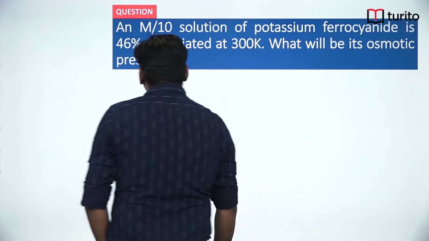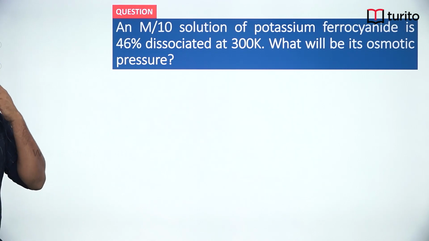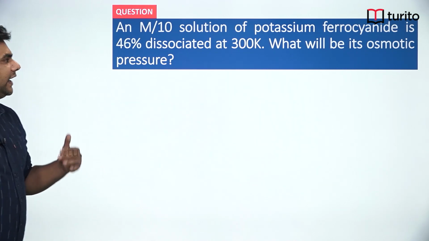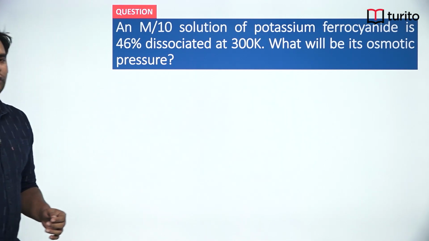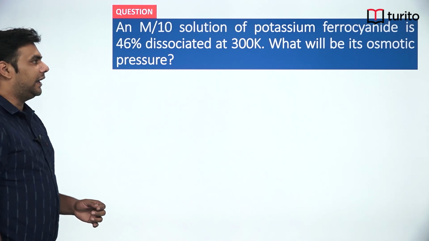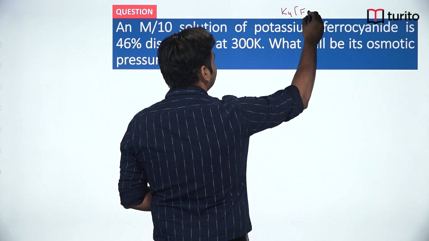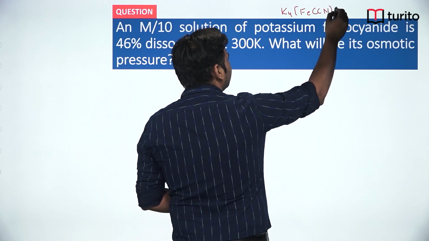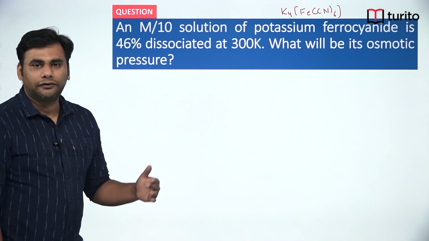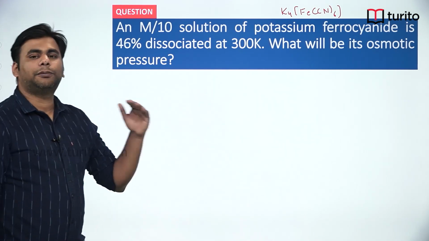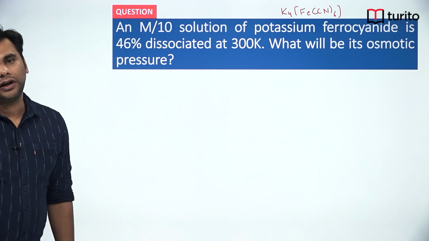Okay, let's look at the next question. It says that an M/10, or a decimolar solution, decimolar means 0.1 molar, of potassium ferrocyanide, potassium ferrocyanide is K4[Fe(CN)6], is 46% dissociated at 300 Kelvin. What will be its osmotic pressure?